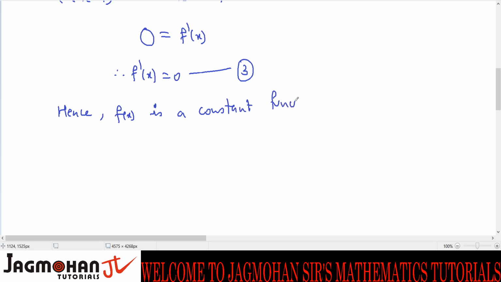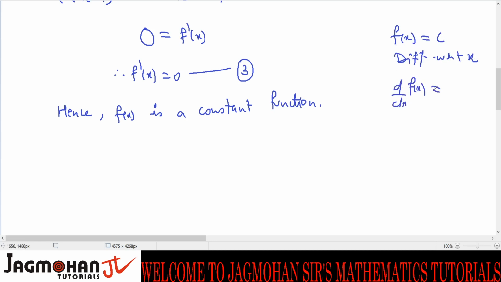Why is it a constant function, students? Because only constant functions can have their derivative 0. If I have f of x equals c and I write differentiating with respect to x, what will happen next? On the left hand side you will get d by dx of f of x.